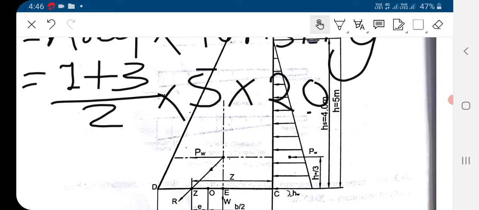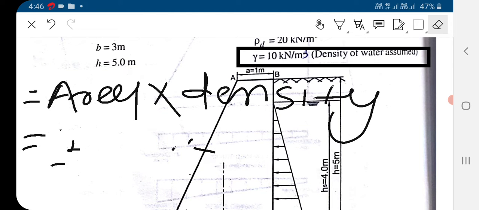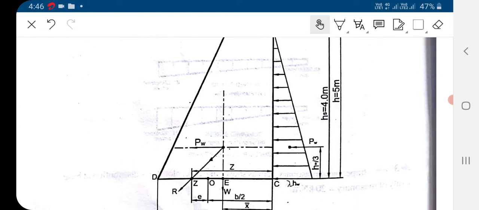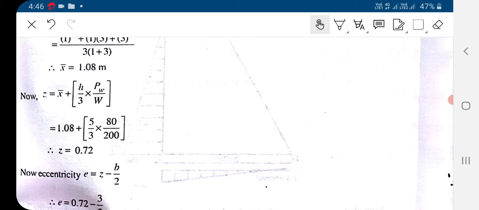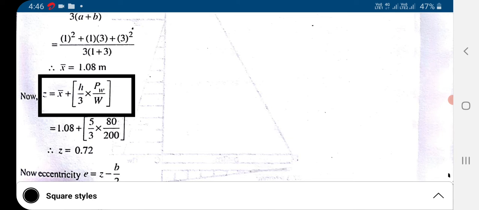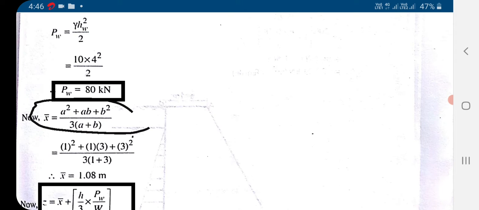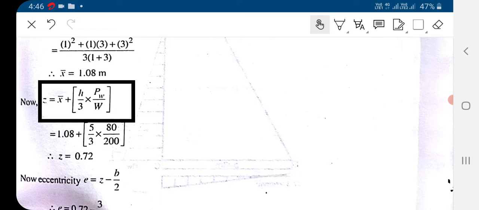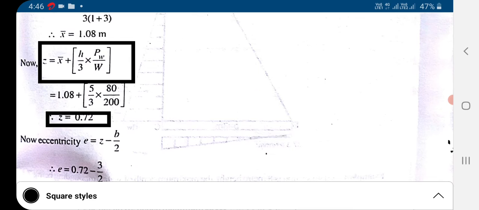So we have done the calculations for the two major forces acting over the dam: the water pressure, and second, the self weight of the dam. Now based on these two we have to compute this Z. To compute the Z value we need x bar only. The x bar is the CG, and the equation of CG for the trapezoidal section we know. By putting the data in this we can easily find the x bar. By putting the x bar in the equation of Z, we can find the Z value as 0.72.